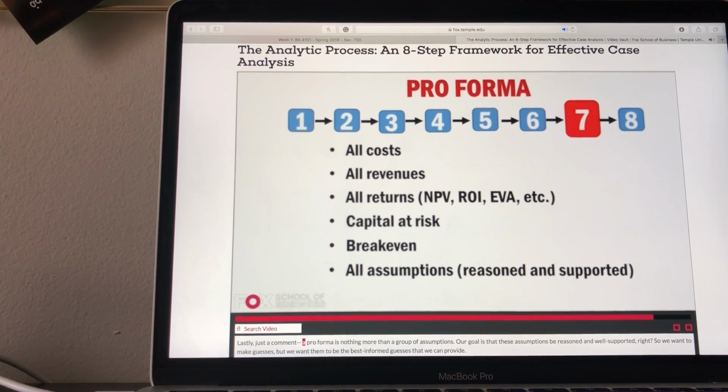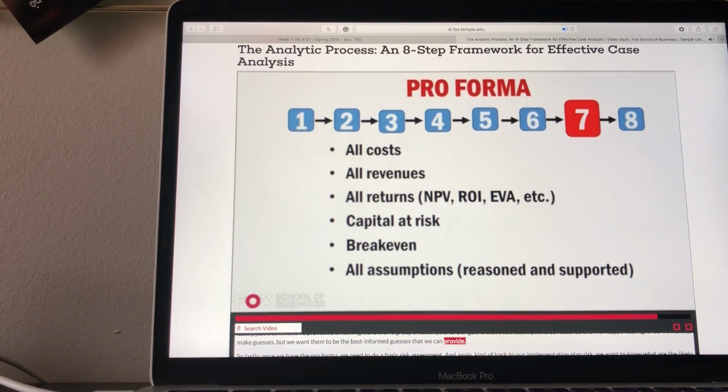Lastly, just a comment, a pro forma is nothing more than a group of assumptions. Our goal is that these assumptions be reasoned and well supported, right? So we want to make guesses, but we want them to be the best informed guesses that we can provide.